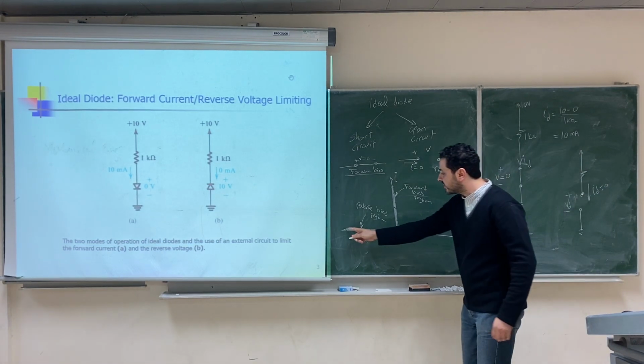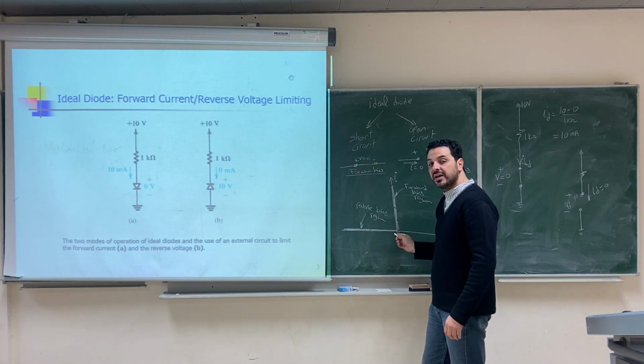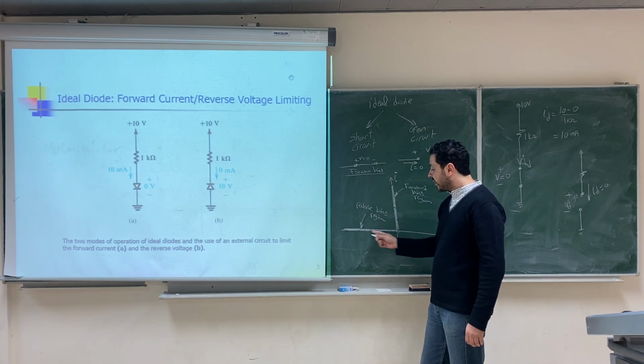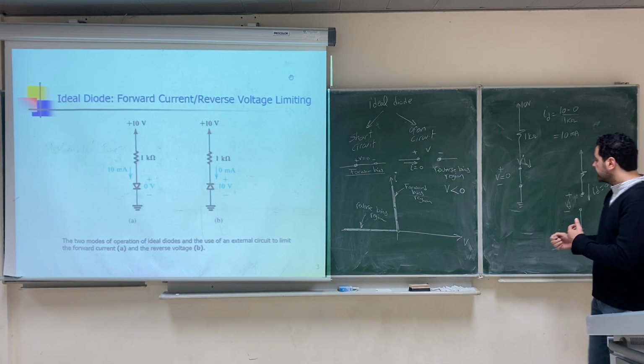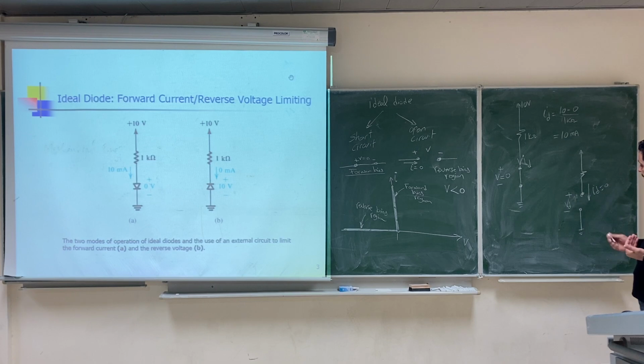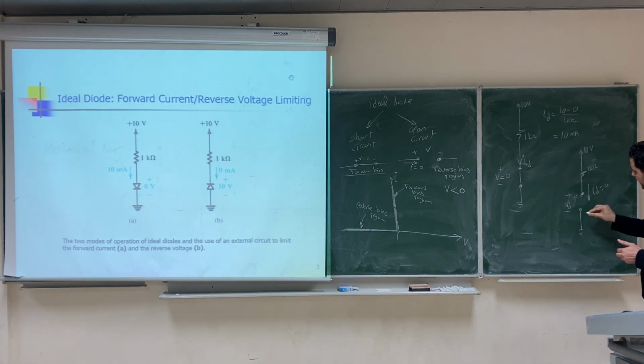Reverse bias, we said that the current will be 0, but the voltage will be determined by the external circuit components. So let's see how the voltage is determined by the external circuit components here. This is 10 volt, this is 1 kilo ohm. So here, if we have an open circuit, this point is connected to the ground, so its voltage will be 0 volt. What about this point?